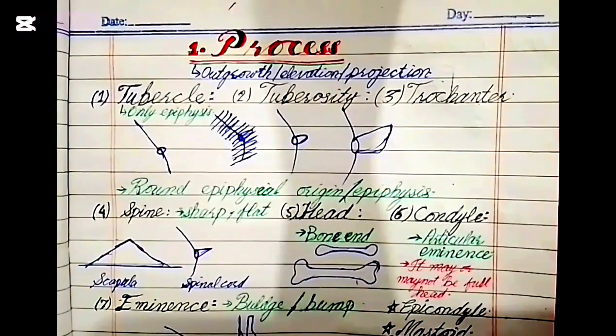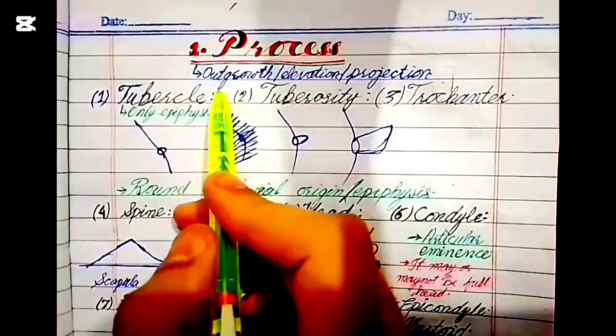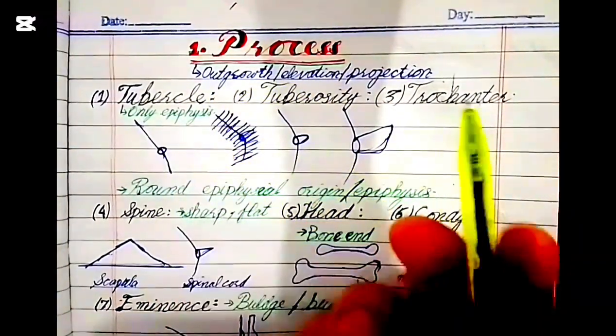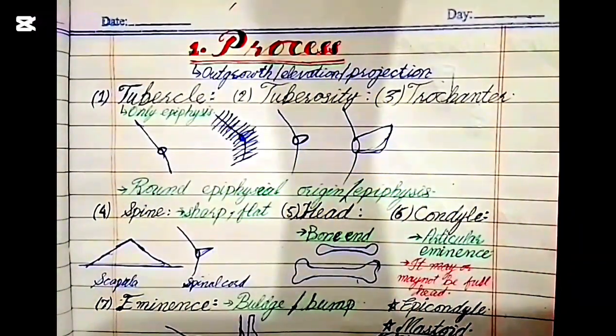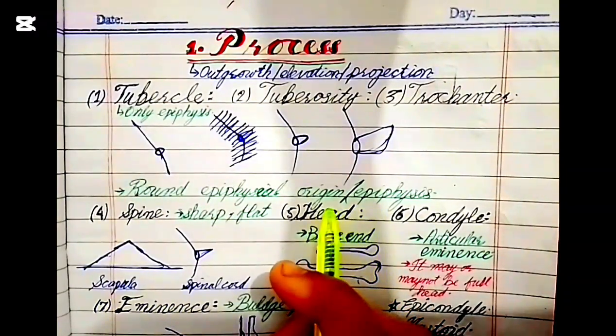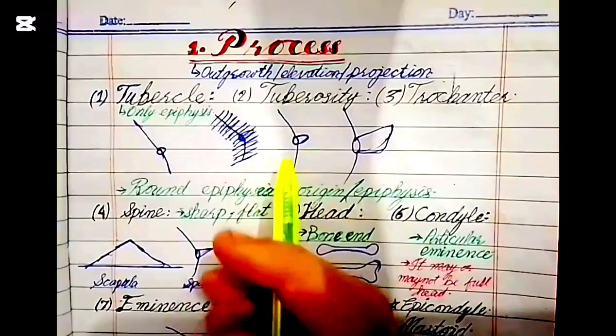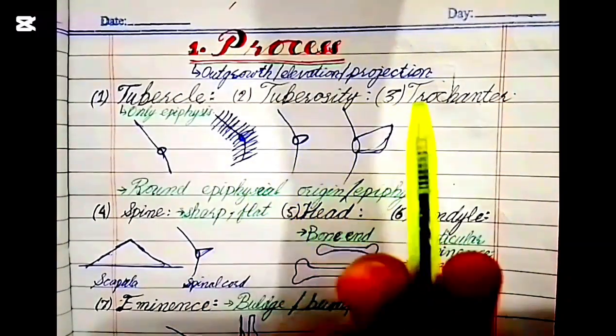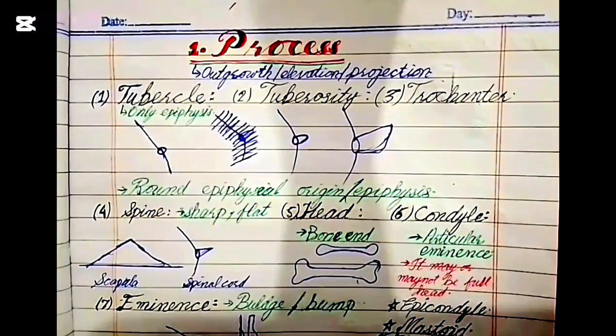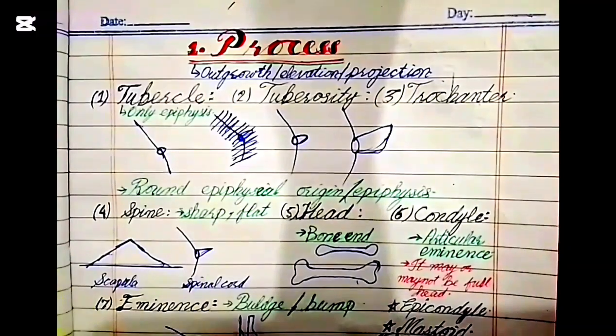Today we are going to learn about processes. Mainly, a process is an outgrowth or elevation, or we can say a projection of the bones. In the bones there are many projections, small and large in size. So there are many types of processes, for example tubercle, tuberosity and trochanter.